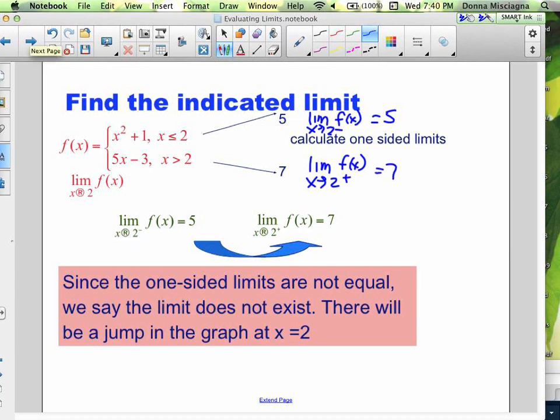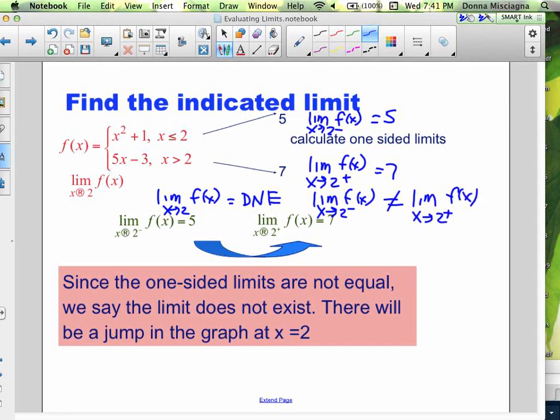So notice they're not equal to one another. So the limit of our function as x approaches 2 does not exist. That's because the limit of f of x as x approaches from the left does not equal the limit of f of x as x approaches from the right. We're getting two different values. So since the one-sided limits are not equal, we say the limit does not exist. There's going to be a jump in this graph at x equals 2 as we go from one piece to the next.